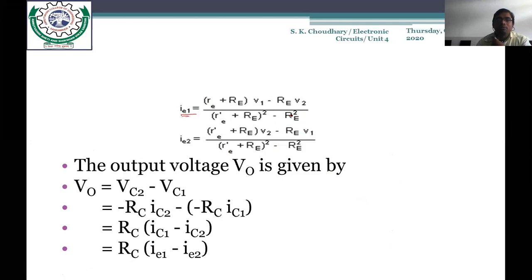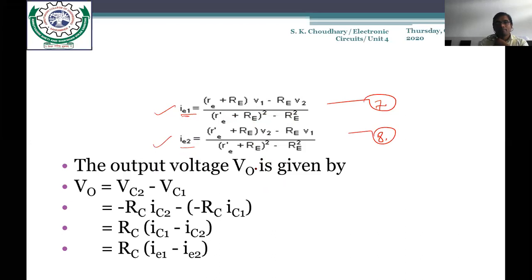So IE1 would become now, after solving equation number 5 and 6, (RE plus capital RE) into V1 minus RE into V2 upon ((RE dash plus RE) whole square minus RE square). Similarly for the IE2. So these are the two equations of the two emitter currents, IE1 and IE2. These are very important relationships.